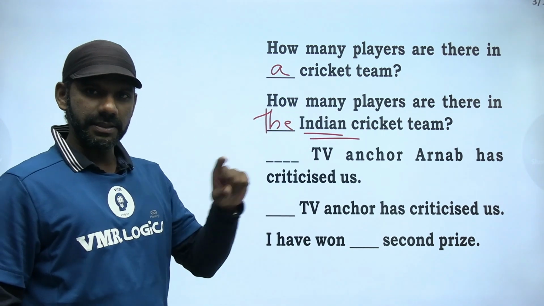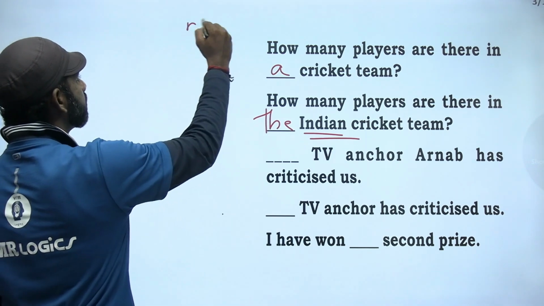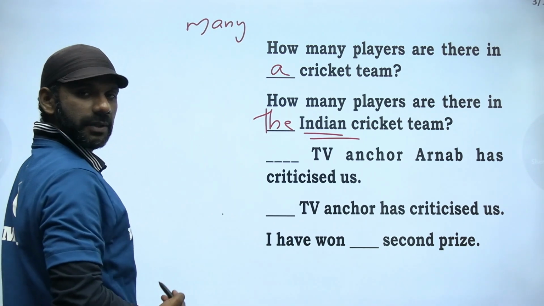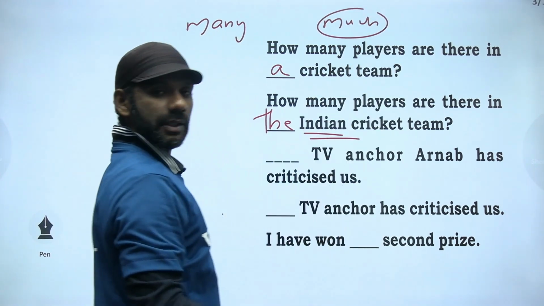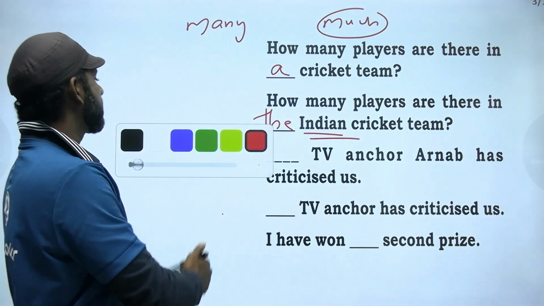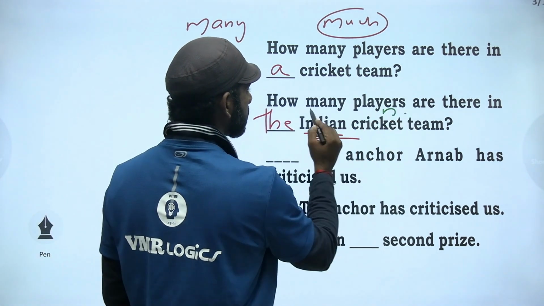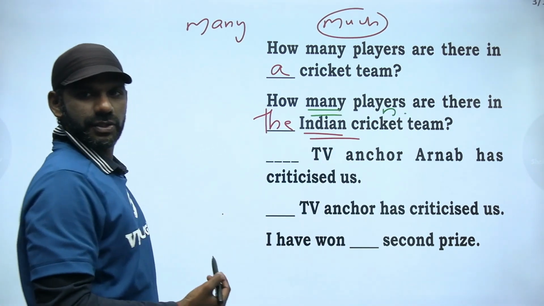How many players? I told you, the word many is used with countable nouns, whereas the word much is used with uncountable nouns. The noun here is players, countable. So how many is a correct usage.